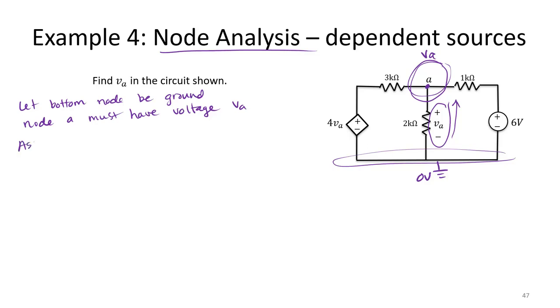Let's assume some currents. Remember, it doesn't matter what direction you assume as long as you are consistent. I'm going to go ahead and assume some directions of currents. So I'm going to have I1, I2, and I3. Again, I have no idea whether these are correct. I'm just assuming some currents so that we can write a node equation.